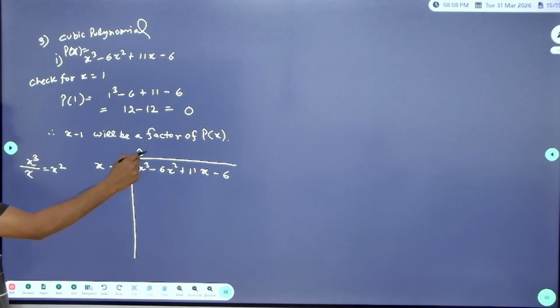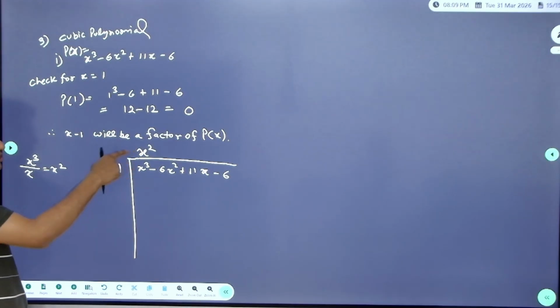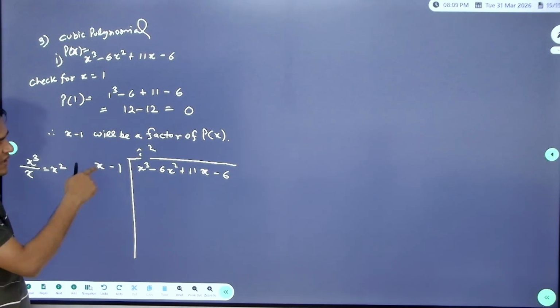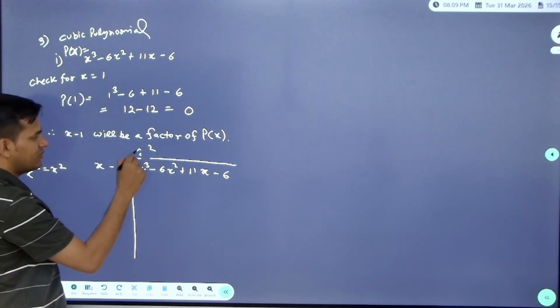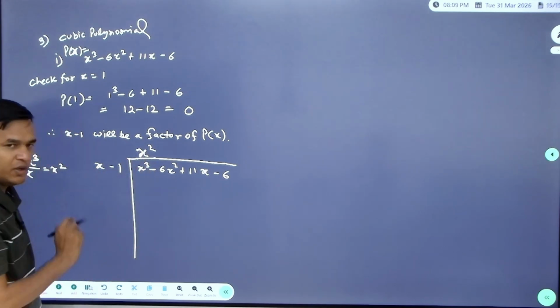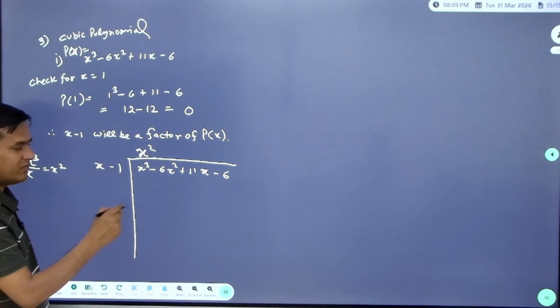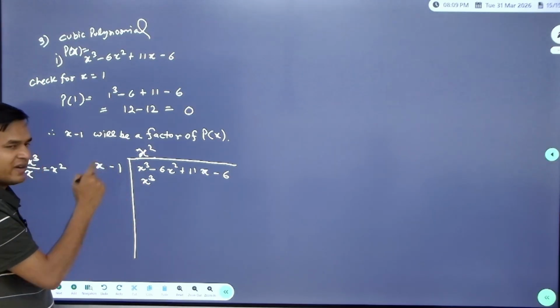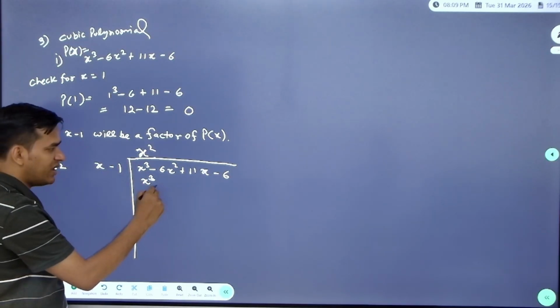So write x square here as it is. x cube divided by x, we get x square. Write x square here. Now multiply this x square with x and minus 1. x square into x is x cube, x square into minus 1 is minus x square.